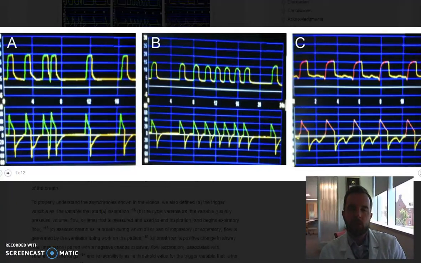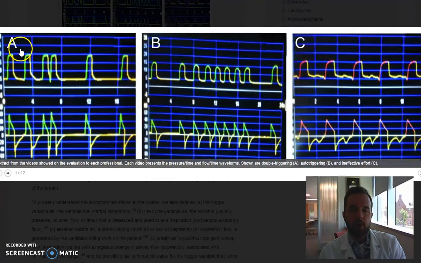Time to make another ICU teaching video. Today we're going to be looking at some ventilator waveforms. We had a patient today on rounds that had some dysynchrony with a ventilator, and so I thought it'd be a good time to review these three as they're very common causes of ventilator dysynchrony you'll see in the ICU.